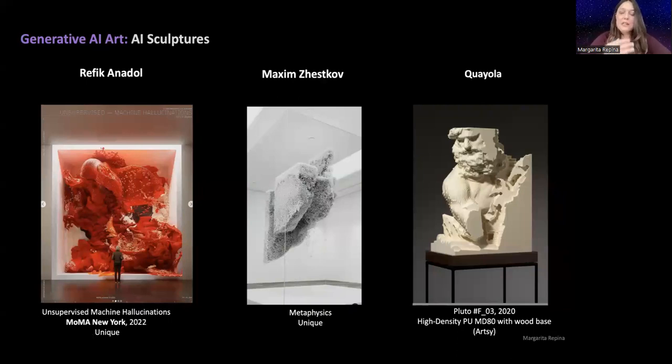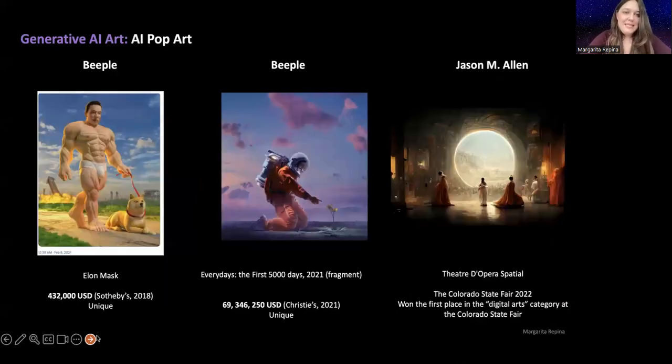Physically, these kinds of artworks are videos, often created by a large team of machine learning engineers. And to create one piece of this kind, it could take up to 6 months. So last but not least, AI pop art.